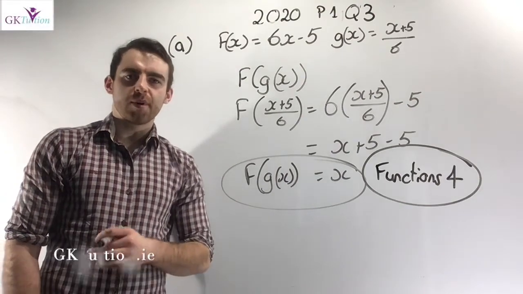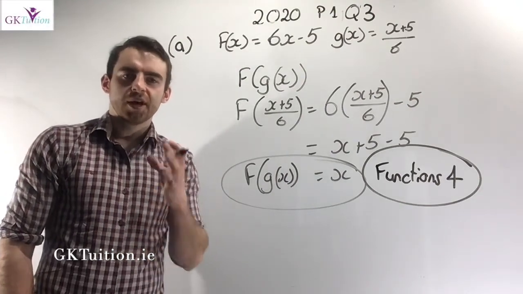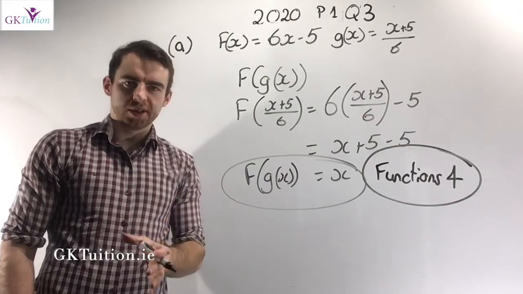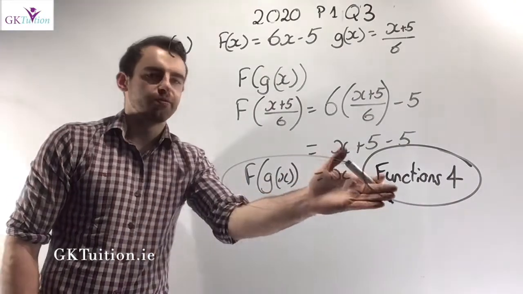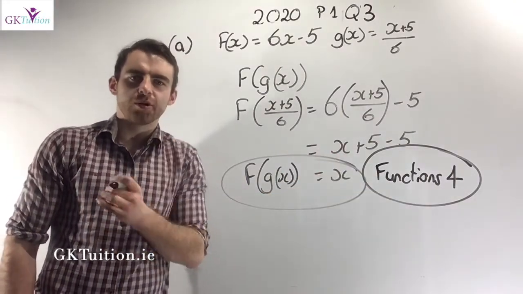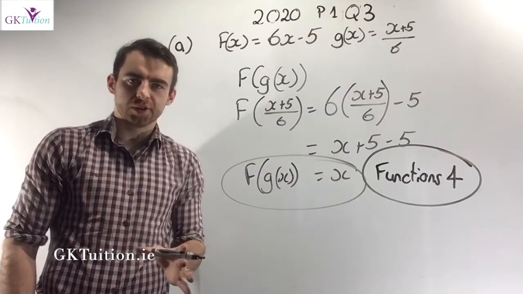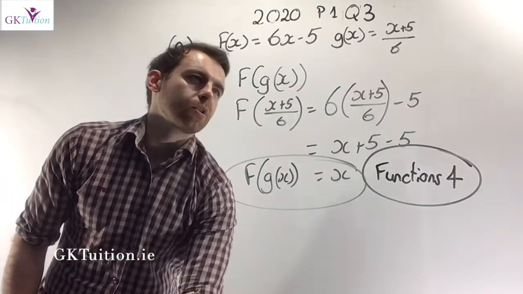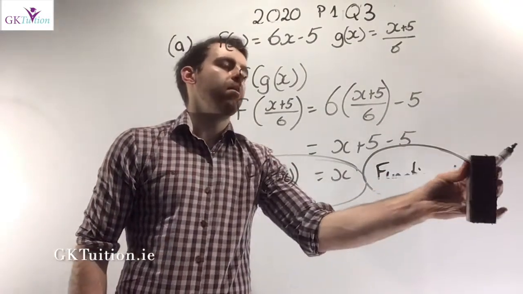Okay, in question 3 part A, we're talking about functions. And if you want to study the material in this question, go to functions 4 on the website and explore everything you need to know about composite functions. In this question, we're told that f of x is 6x minus 5.